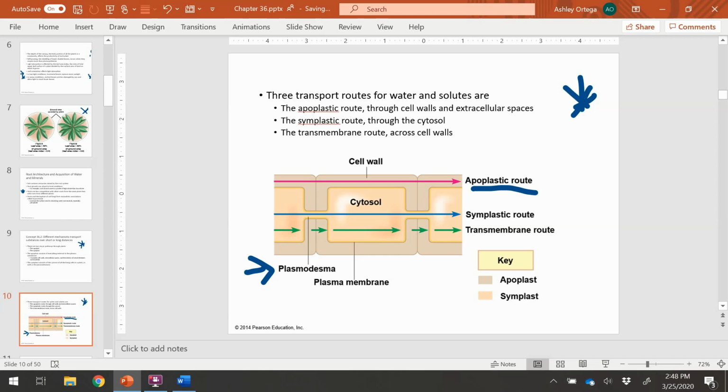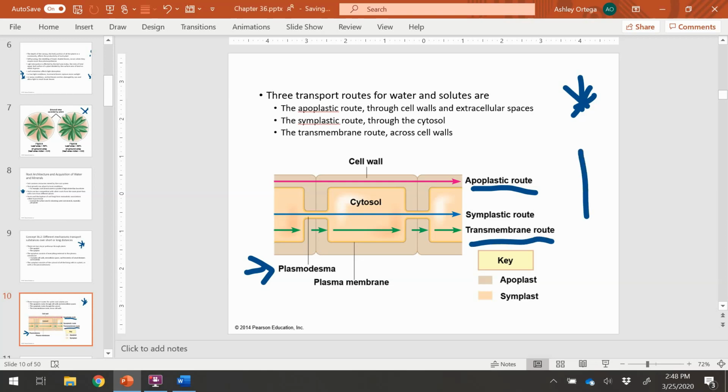Then you have your transmembrane route, which is like your right lane on the highway. And here you have to go from the plasma membrane to the cell wall of one cell, to the cell wall of the next cell, through the plasma membrane, then through the cytoplasm. This goes through everything, and so this is the slowest way.